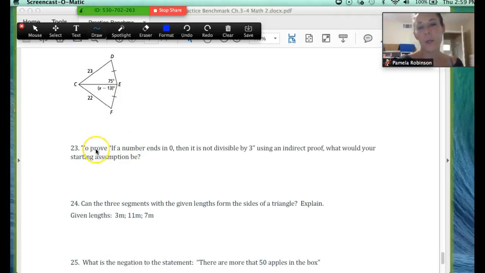It's like you contradict yourself and you get to where you want to go. So all you have to do here is to prove if a number ends in 0, then it is not divisible by 3 using an indirect proof. I didn't ask you to do the whole proof. All you have to do is tell me your first step. What would your starting assumption be? So you would assume temporarily that if a number ends in 0, then it is not divisible by 3. That not is what you want to contradict. So you're going to change that to it is divisible by 3.